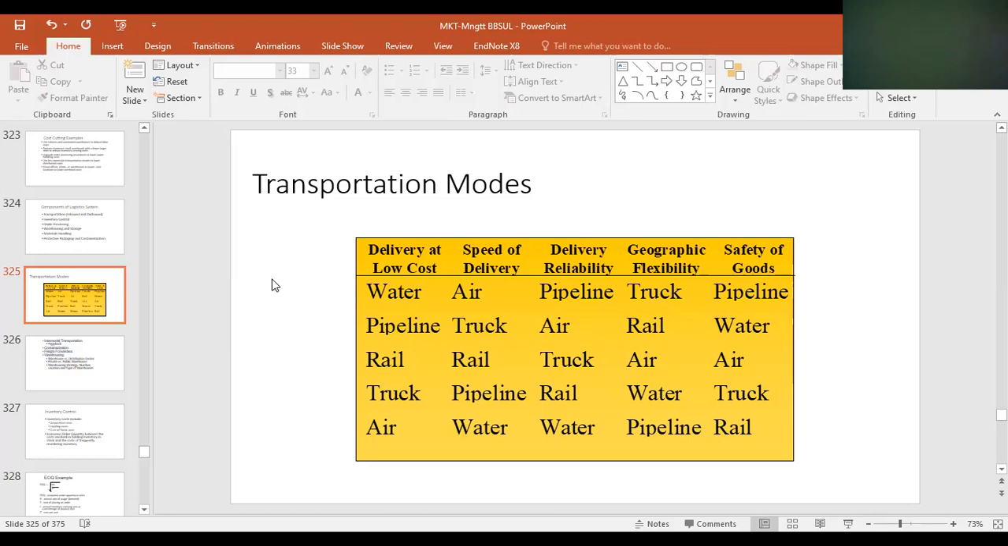We have got the railway to transport the product, as a mode of transport. But delivery at low cost, speed should be proper, delivery reliability, geographical facility should be there, and safety of the goods. These 5 things are most important, and then you select the transportation.